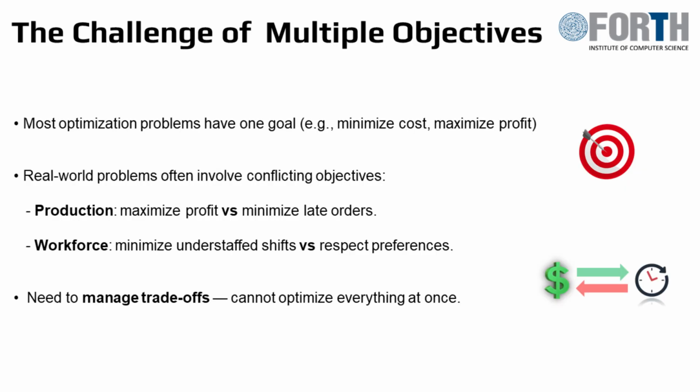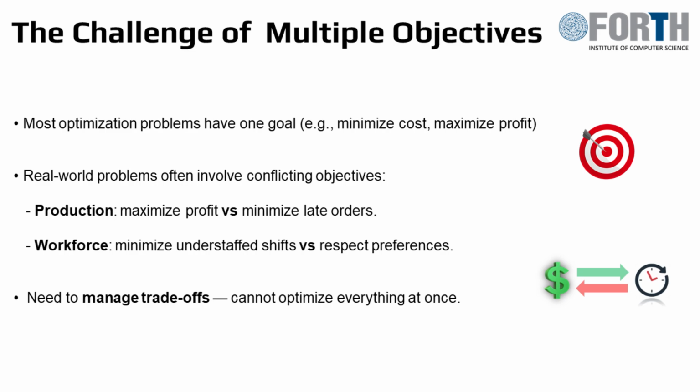Most optimization models we study initially are built around a single goal. For example, we minimize cost or maximize profit. The problem is defined around one clear objective function, and the solver searches for the best feasible solution according to that metric. However, real-world decision problems rarely involve only one goal.